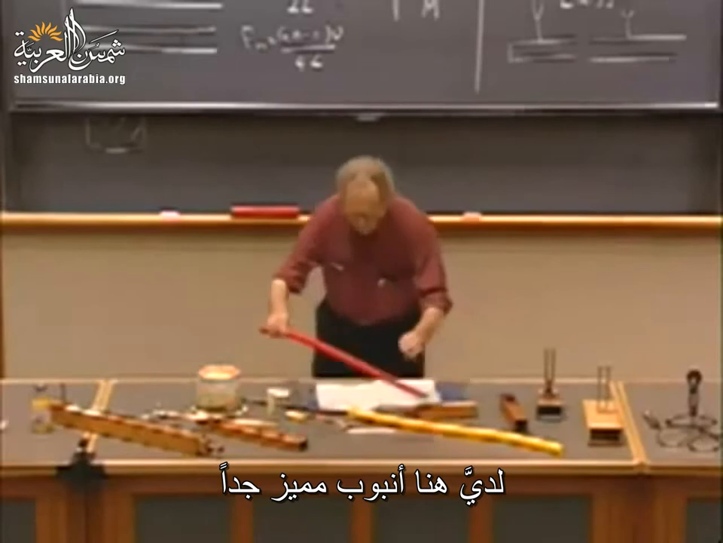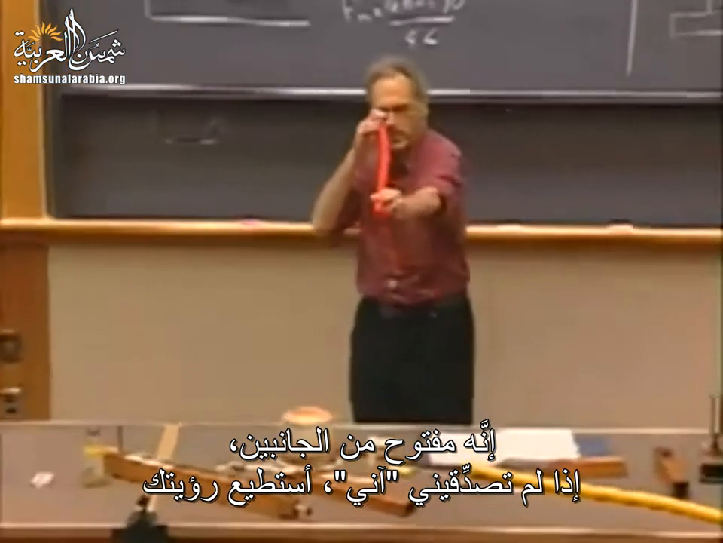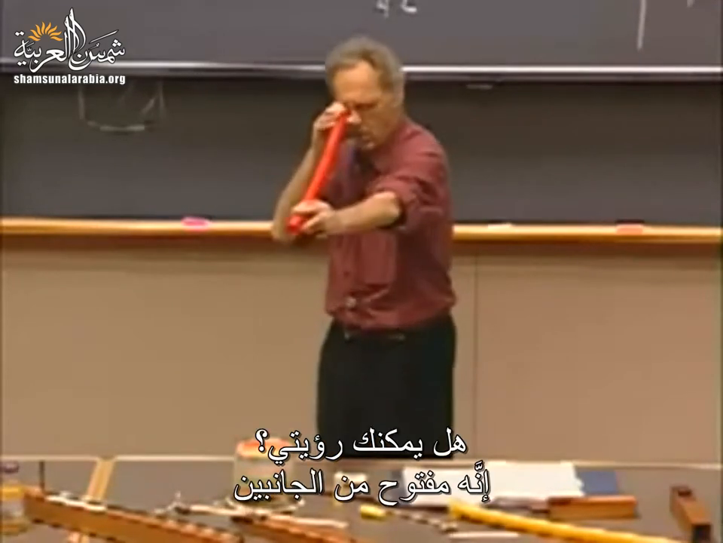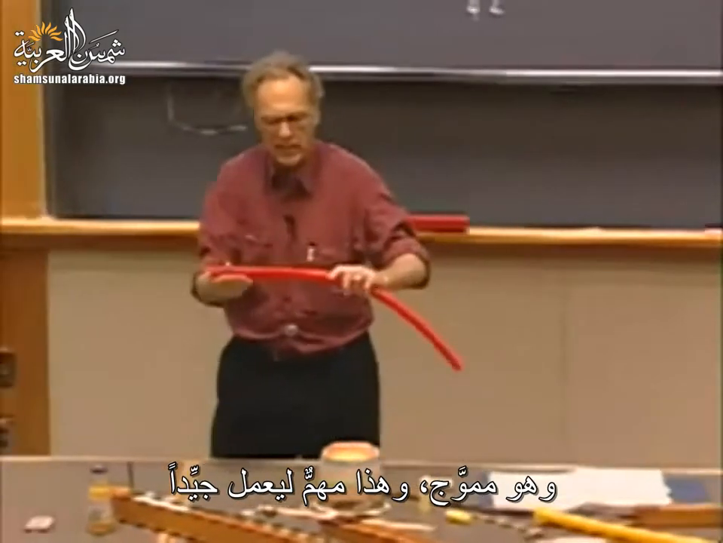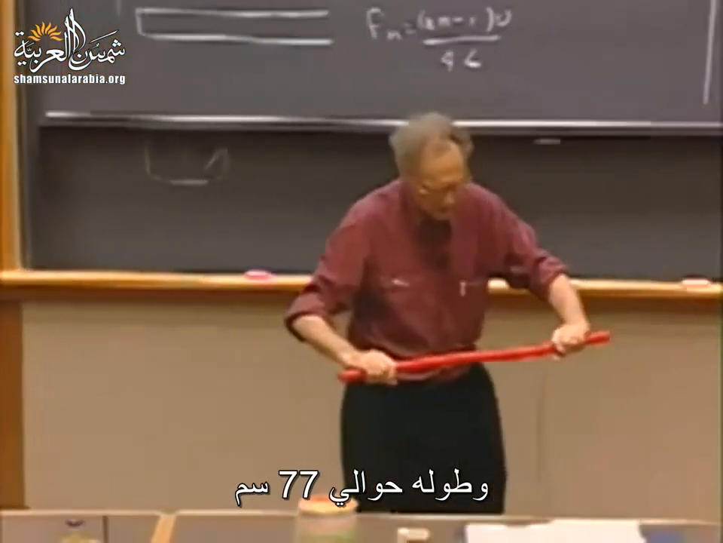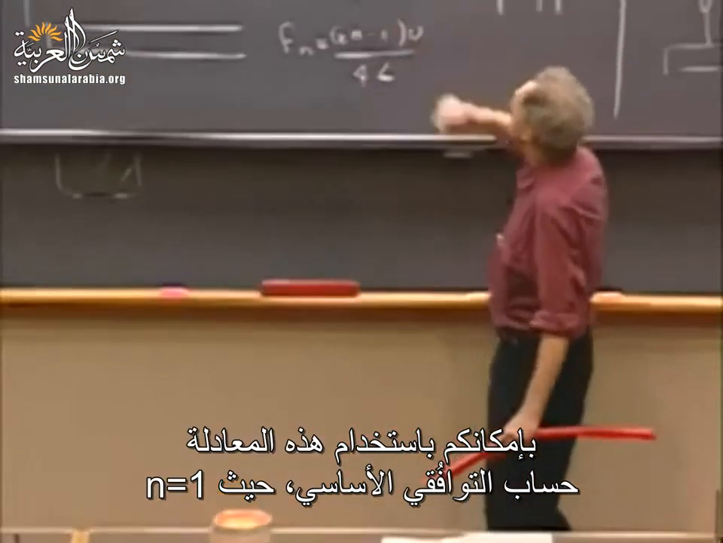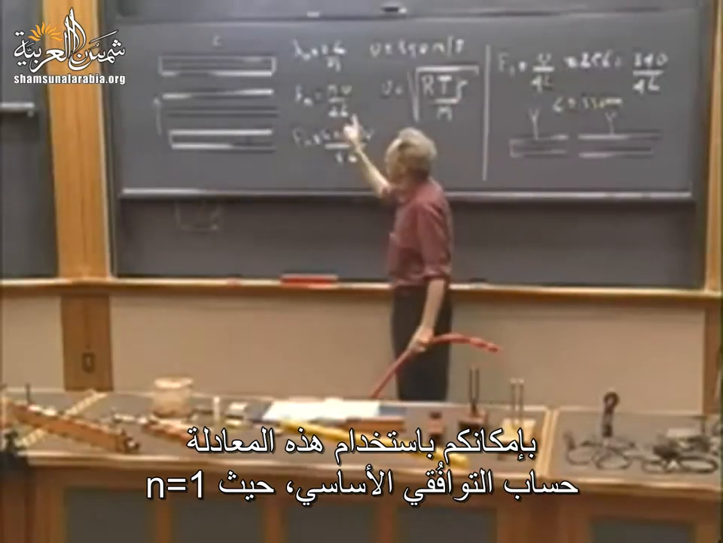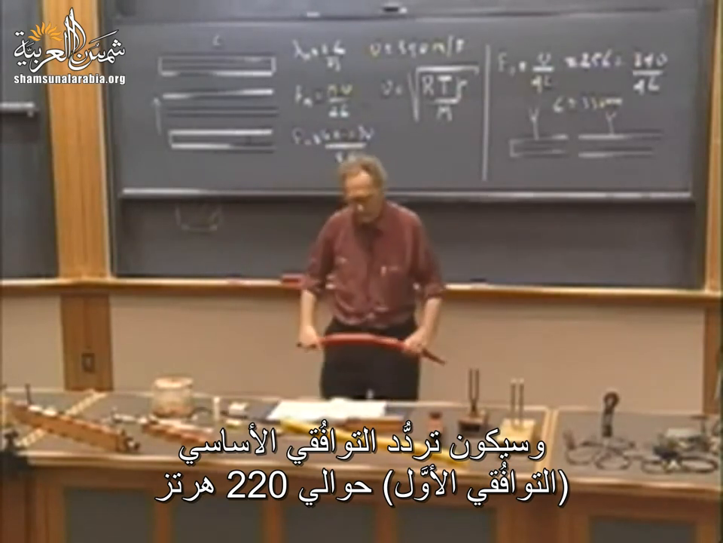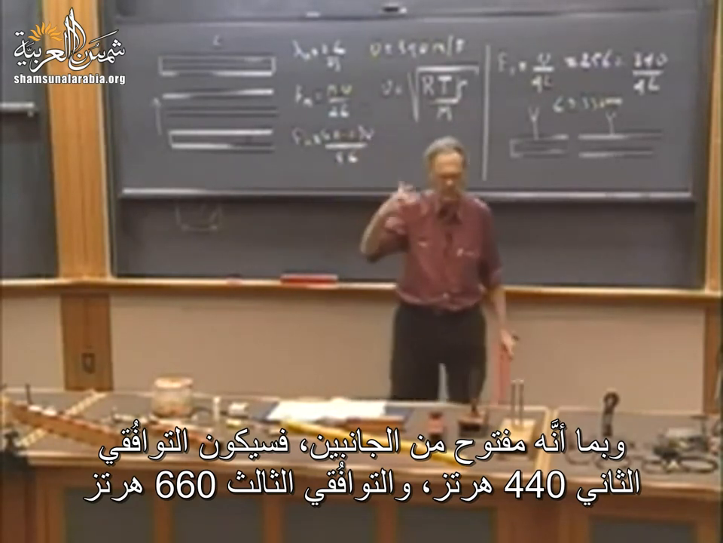I have here a very special tube. It is open on both sides, and if you don't believe me, Annie, I can see you. Can you see me? It's open on both sides. And it is corrugated, which of course is very important why it works so well. And this has a length of 77 centimeters. And so you can calculate now, using this equation, n equals 1, what the fundamental is. And the fundamental is about 220 hertz, the first harmonic. And since it's open-open on both sides, the second harmonic will be 440 hertz, and the third harmonic 660 hertz.